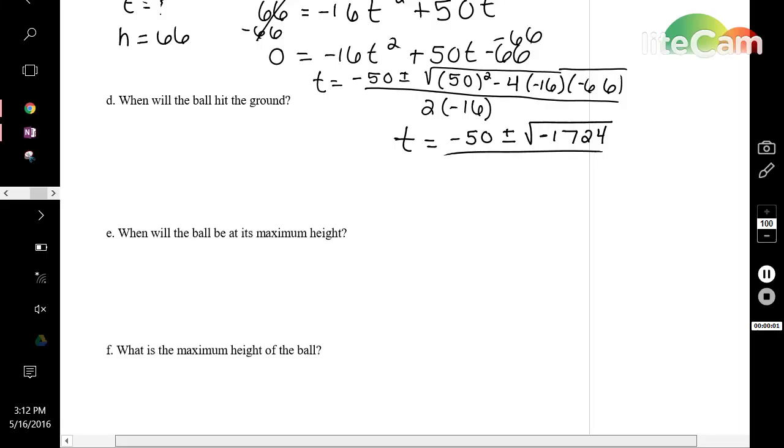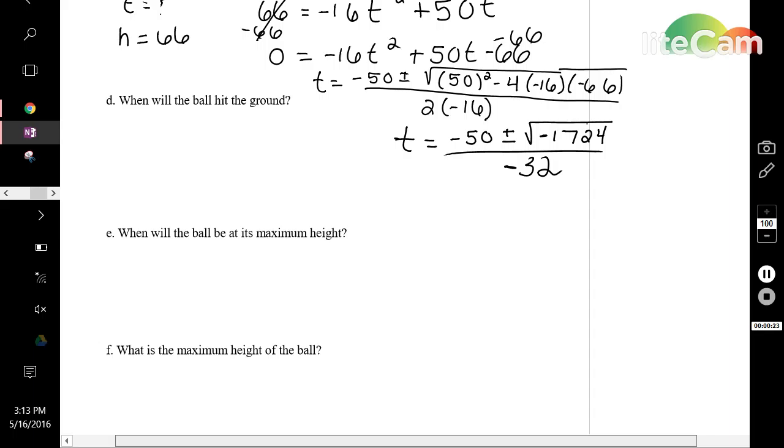This is the last video, I promise. It was cut off. So where we left off was we solved the discriminant of this problem using the quadratic formula. And what I was saying before it was cut off was that under the discriminant, I got negative 1,724, all over negative 32.